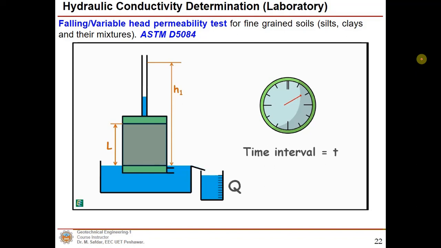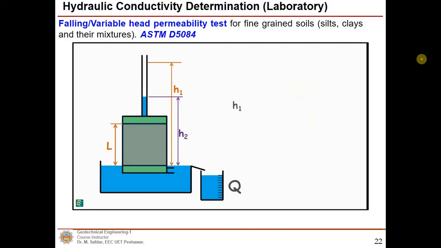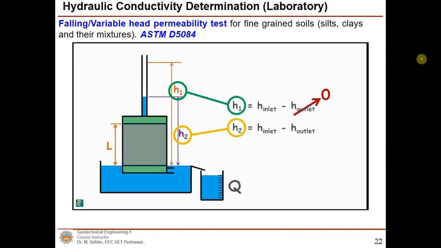We close the knob and also note down the final head in the standpipe, which is also the final head difference from the datum. We call it H2. Keep in mind that H1 and H2 are the heights of the water column in the standpipe and also the head differences which are causing the flow.